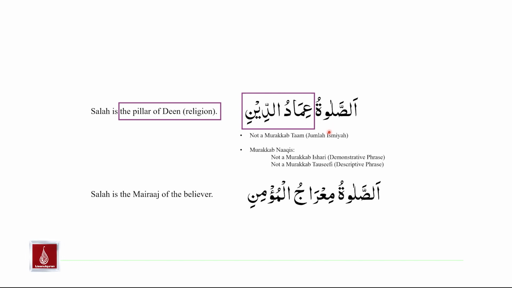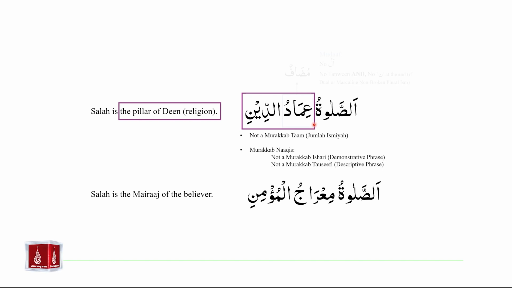If it is not a murakkab tam, then what type of murakkab naqis is it? It is not a murakkab ishari or demonstrative phrase because imadud dini does not contain any demonstrative pronoun. It is also not a murakkab tawsifi or descriptive phrase because ad-dini is not a sifat. So if it is not a murakkab ishari or a murakkab tawsifi, then can it be a murakkab izafi? Let us look at imadu.